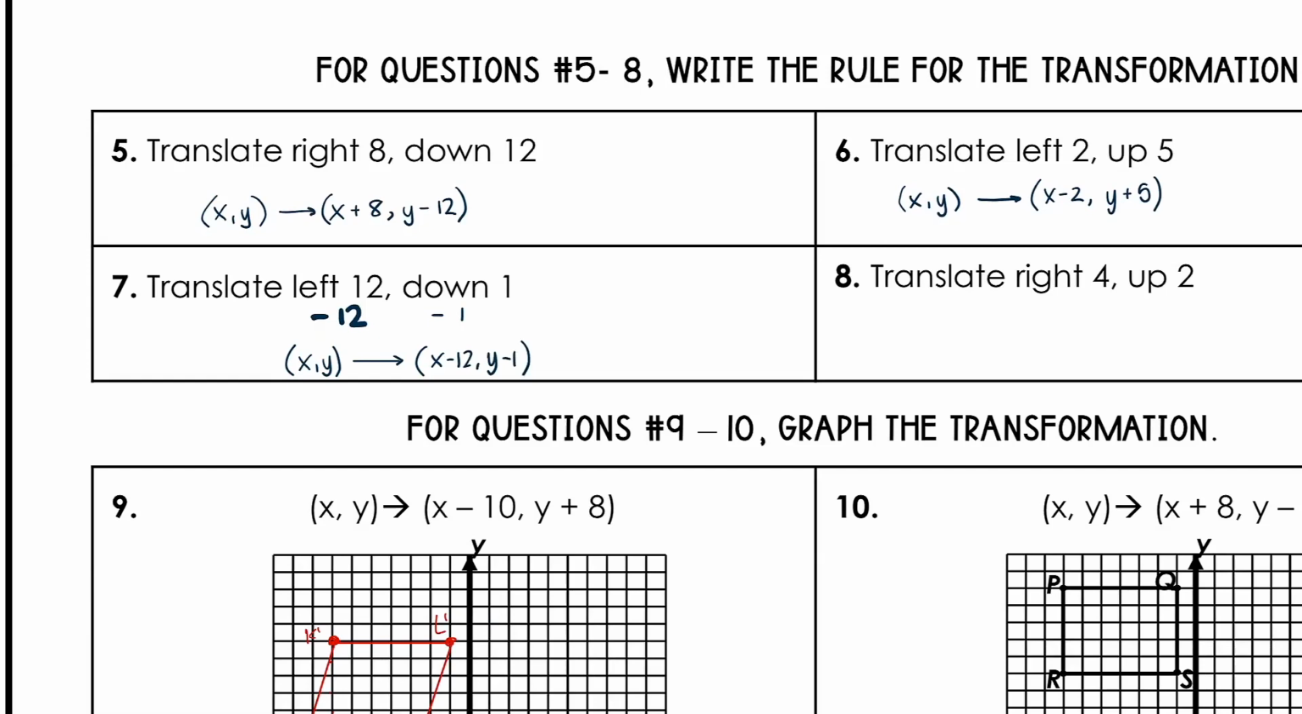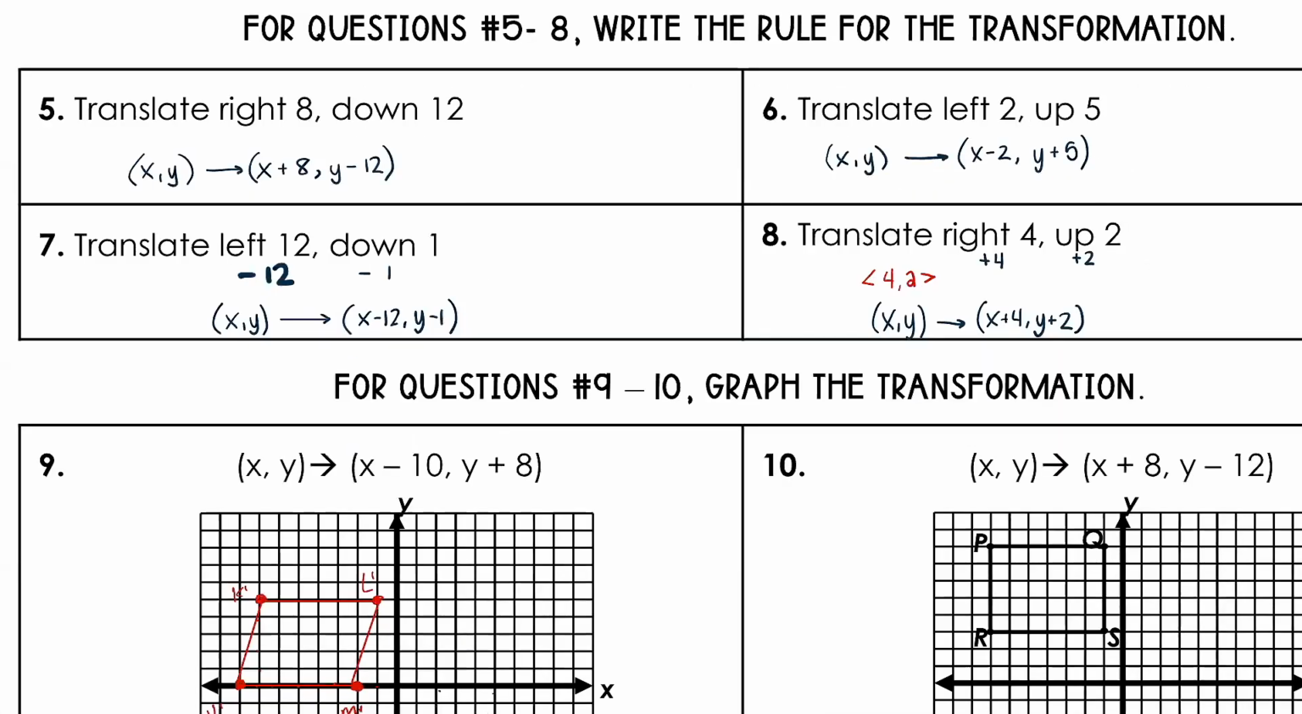Translate right 4, up 2. So that's a positive 4 and a positive 2. Remember, right is positive, up is positive, left is negative, down is negative. So (x, y) translates into (x plus 4, y plus 2). Now you could write that in vector notation. Vector notation is a little quicker. You write your h is 4, and your k is 2.